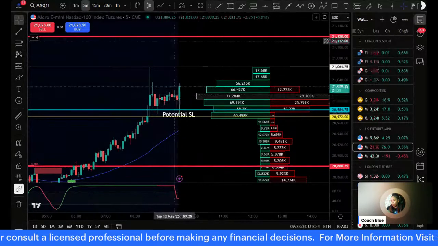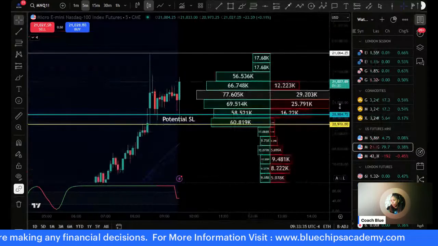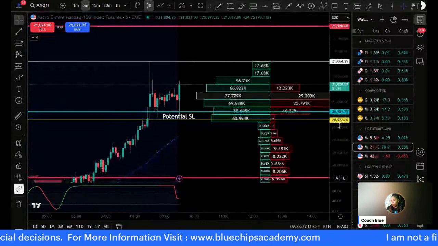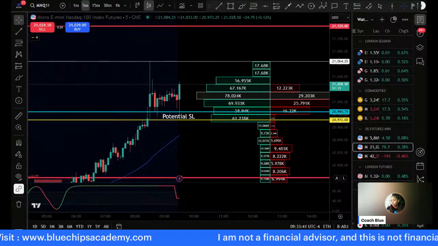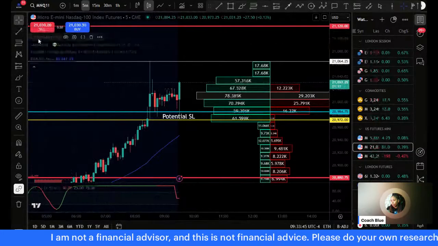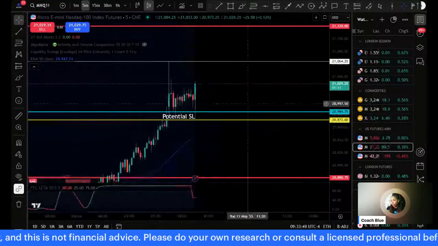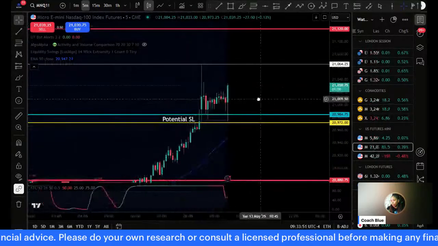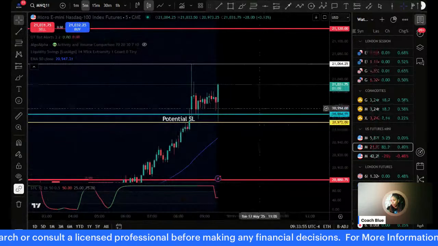Minute and 30. We're going to be patient. We're going to wait for our setup here. All right, and I'm going to take the volume order flow off for right now. We're going to look at strictly price action right now. All right, so here we go.